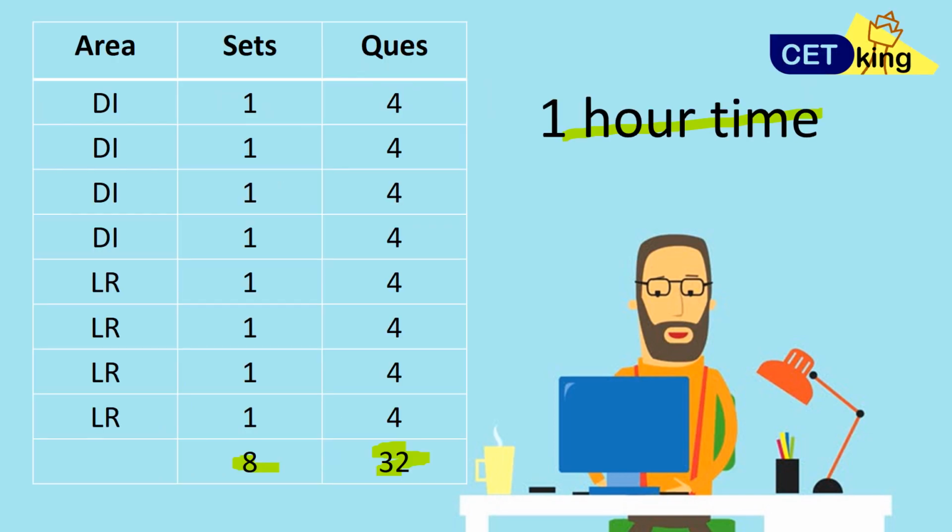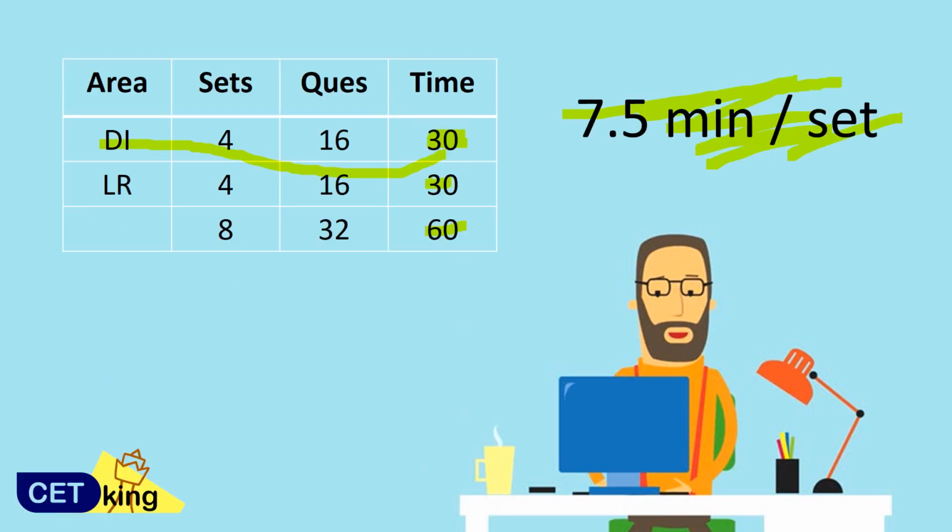Get the overall section breakup. There will be a total of 1 hour available for you to solve the questions, and in that 1 hour we have to solve 32 questions. 8 sets, 4 questions per set, 1 hour to solve. That's the overall breakup. If I break it down into sections, DI is 4 sets, 16 questions, 30 minutes, and logic is the same. That's the ideal breakup, 60 minutes total. Average time per set is 7.5 minutes.